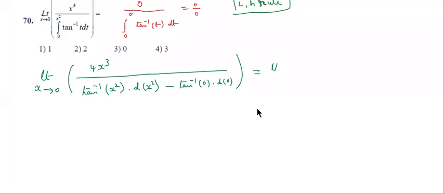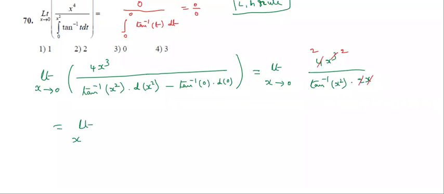Now limit x tends to 0, 4x cube divided by tan inverse of x square, derivative of x square, that is 2x. Here see the cancellation, 2 times, and one x also cancels, remaining 2x. Finally, limit x tends to 0, numerator x square divided by denominator tan inverse of x square.